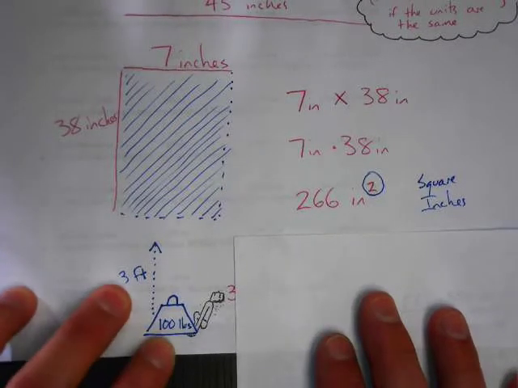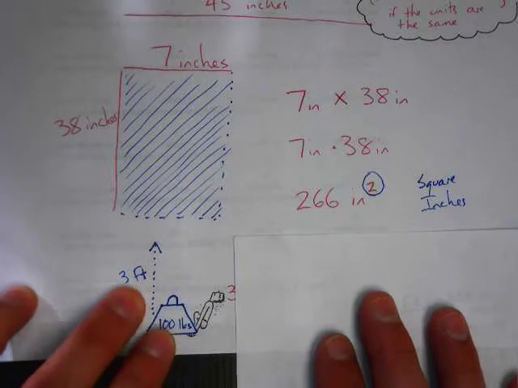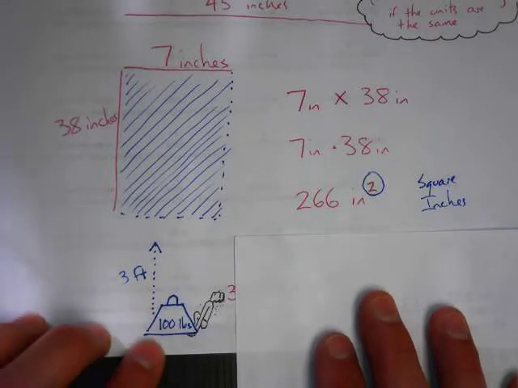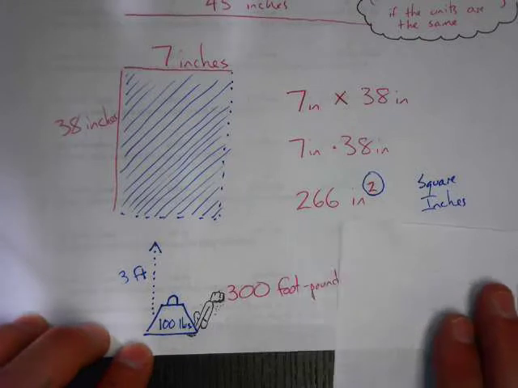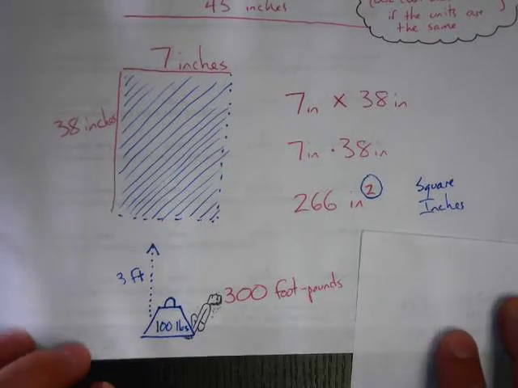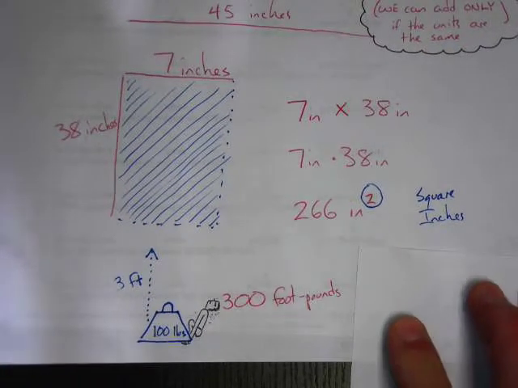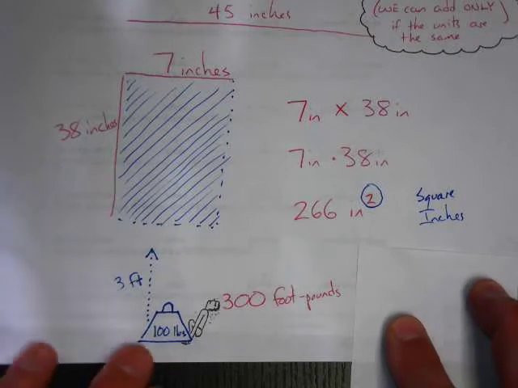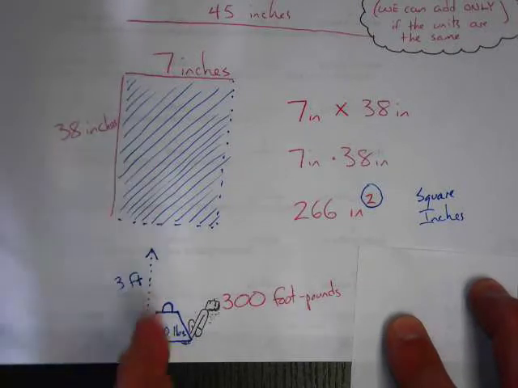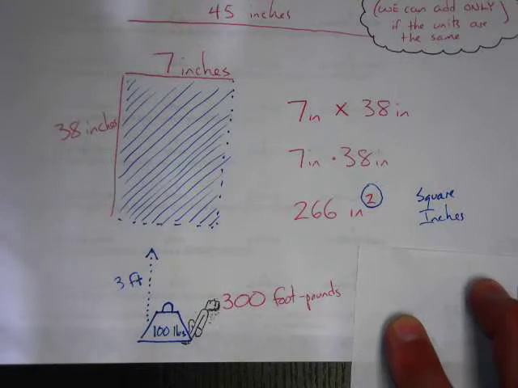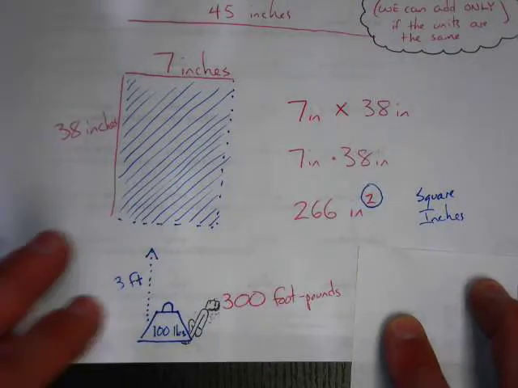We can multiply those two. We can also multiply the units. We can multiply feet times pounds and get this whole other unit called foot-pounds. And this is a thing that exists. It's a measure of force. Okay, so we have 100 pounds. What force is required to lift 100 pounds 3 feet vertically in the air? 300 foot-pounds. That's something that exists.